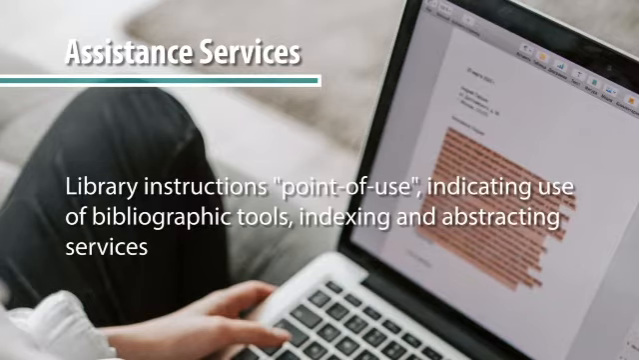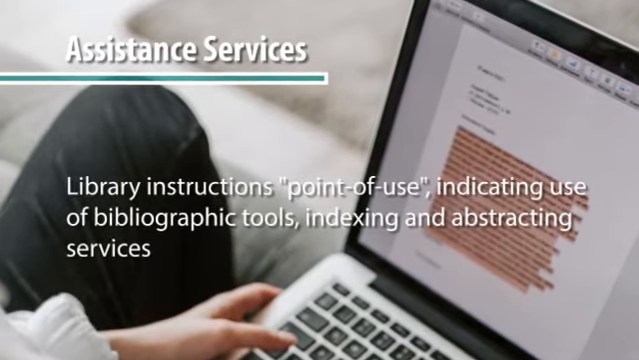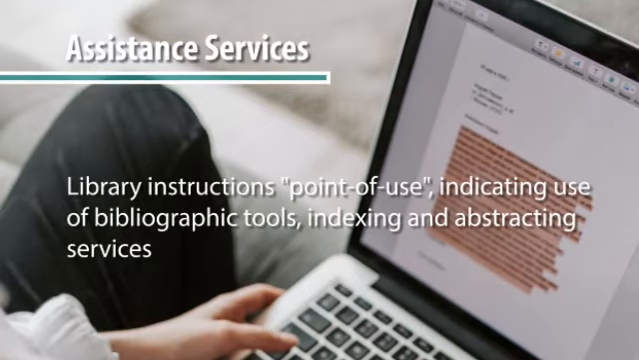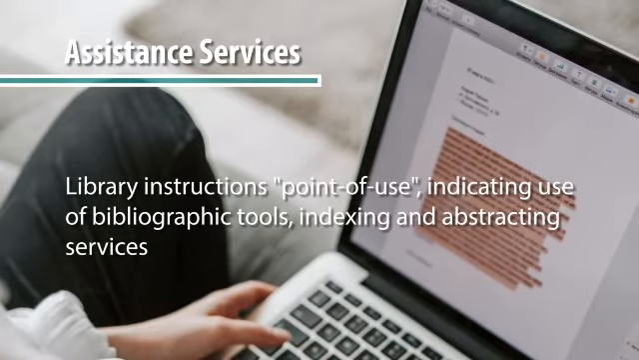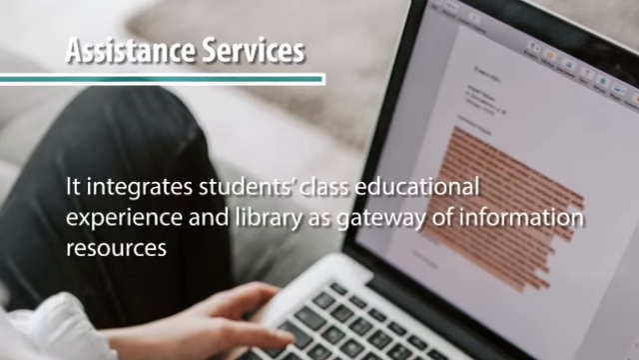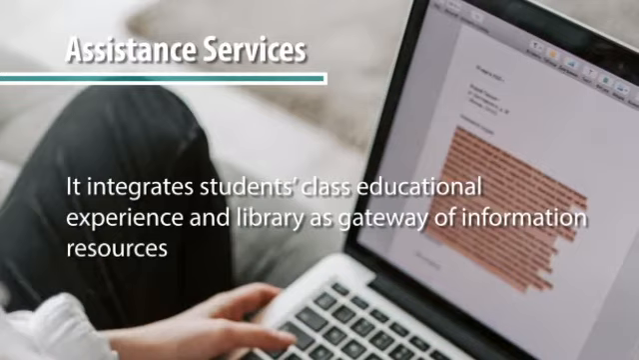Then we have library instructions being given, indicating what kind of bibliographical tool can be used, or what kind of indexing or abstracting service can be used, what kind of electronic mode of communication, electronic tools can be used. Like now the internet is available, and there are a lot of presentations and other kinds of tools available in the libraries, which can be used as library instructions. So instructional services help in the classroom educational experience, and the library becomes a gateway to the information resources for the users.